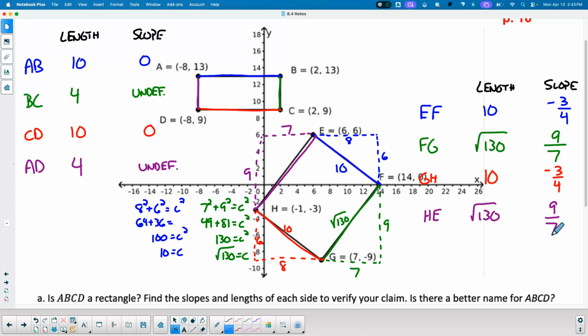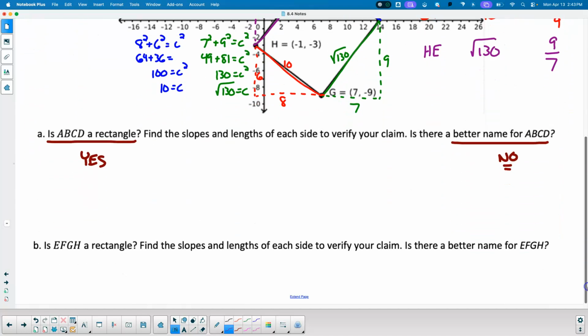Parallelogram. Yes? Yep. So now it's a parallelogram. That's the best classification we can give for it. So is it a rectangle? No. Is there a better name for it? Yes. Parallelogram.